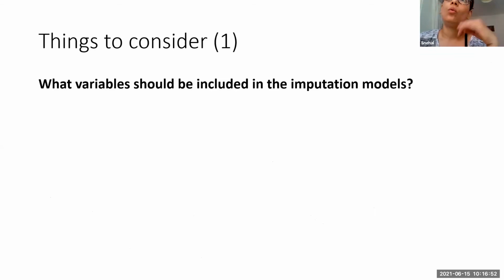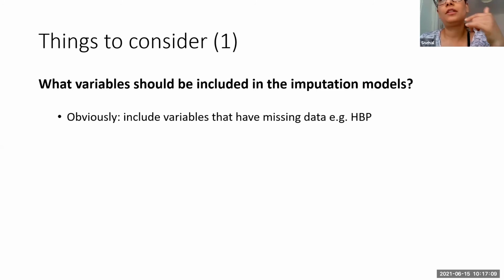So when you're going to do a multiple imputation, what variables should be included in your imputation models? What variables should you be using to predict your missing blood pressure? Obviously you want to include the variable that has missing data in it, like blood pressure in the previous example.